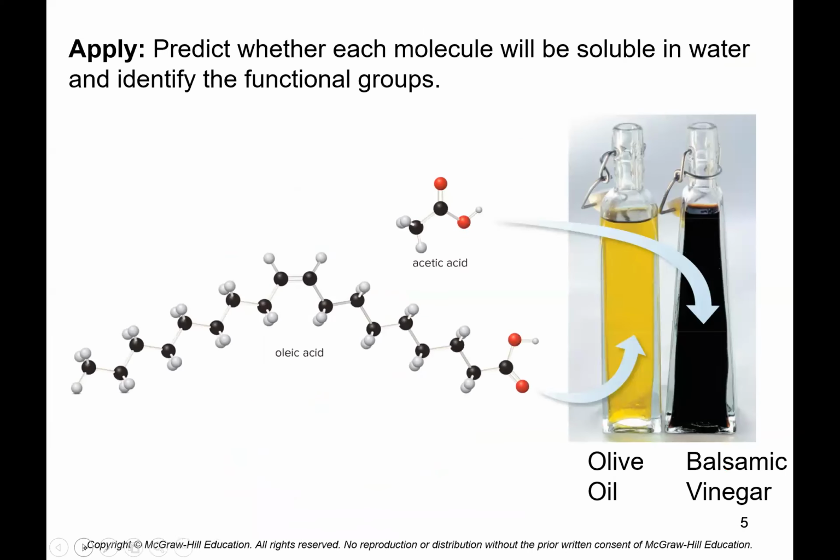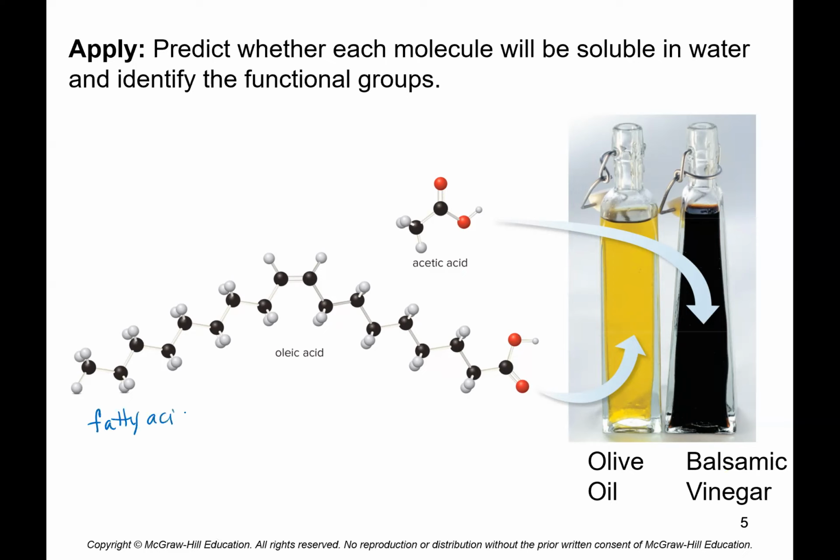All right. So now with all of that knowledge, let's start applying it to predict whether a molecule will be soluble in water. We're also going to take this opportunity to start identifying functional groups to practice being able to identify these. So we're looking here at balsamic vinegar and olive oil. Acetic acid is going to be the component in balsamic vinegar that gives it its odor and its flavor. And then oleic acid is going to be a fatty acid. It's a fat.